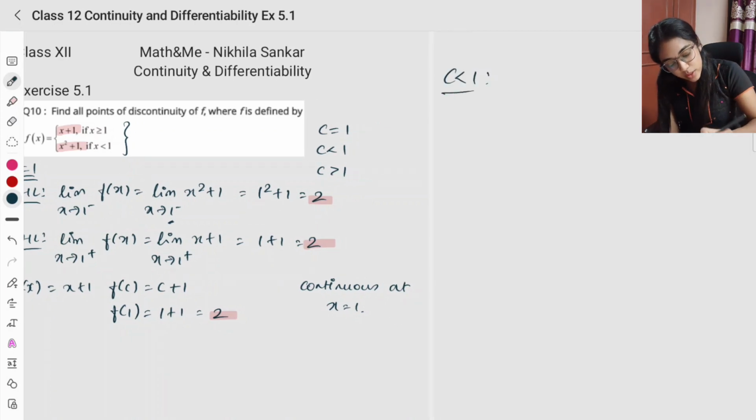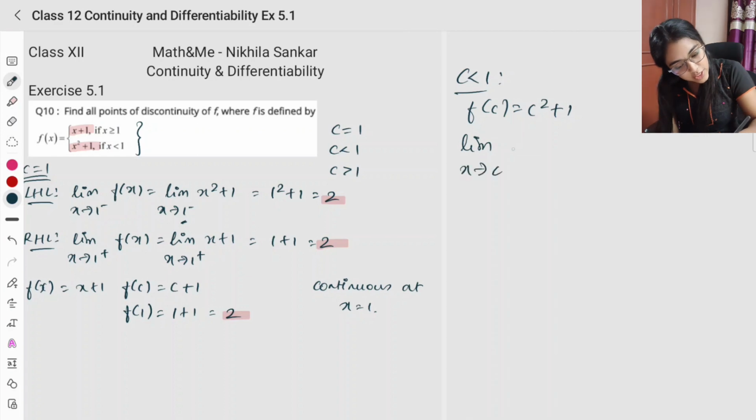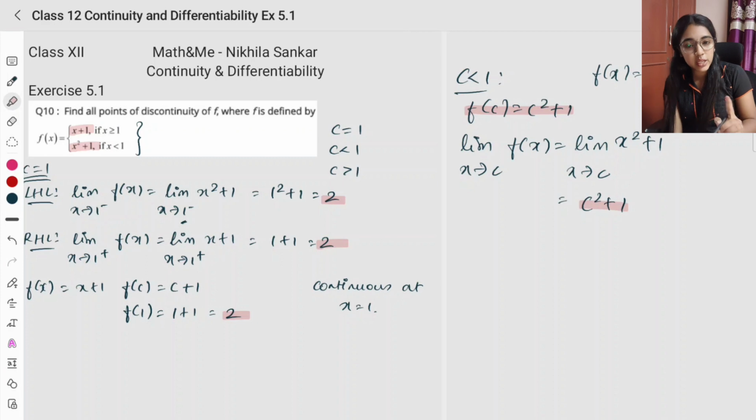Now, I need to check for c less than 1 and c greater than 1. So, if c is less than 1, again a condition, I have x square plus 1. So, what is my f of c? c square plus 1. And limit x tends to c of f of x is going to be limit x tends to c of x square plus 1. When I substitute the value of c, I will have c square plus 1. So, here what do I see? The value here is also c square plus 1, and the value here is also c square plus 1. So, it is continuous for c less than 1.